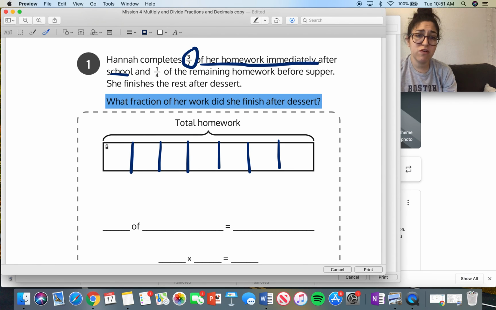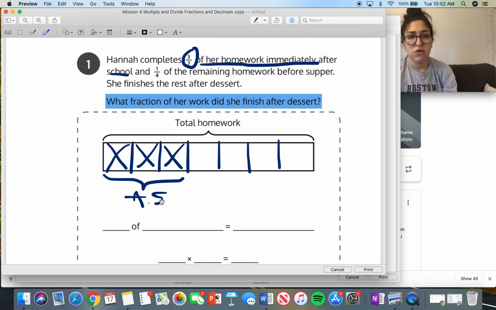So if it was done immediately after school, then I don't need it, right? Because I'm looking again for the homework she finished after dessert. So I'm going to take these 3/7 out. This is what I'm going to call the after school, right? And now I'm going to keep reading. 1/4 of the remaining homework, well, this here, this is the remaining.